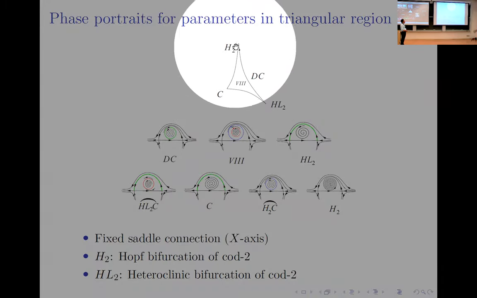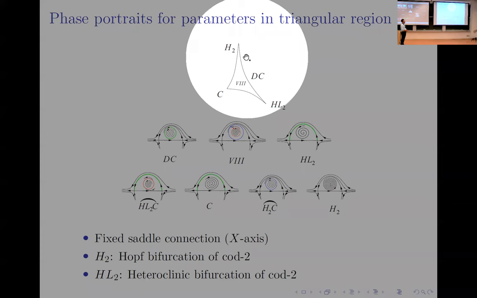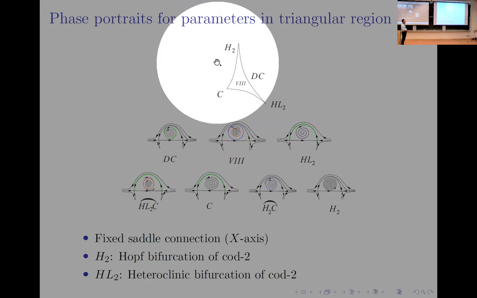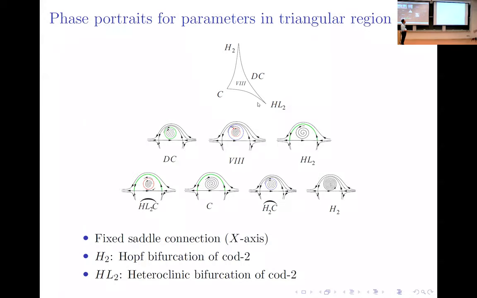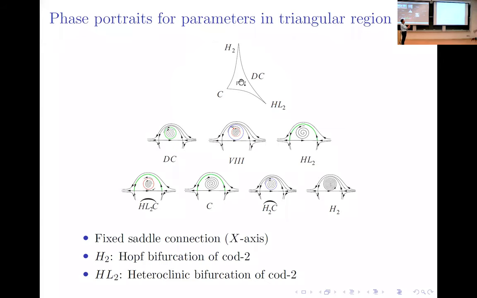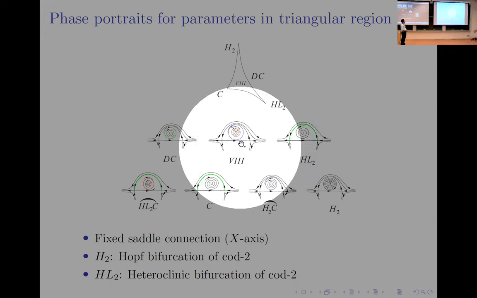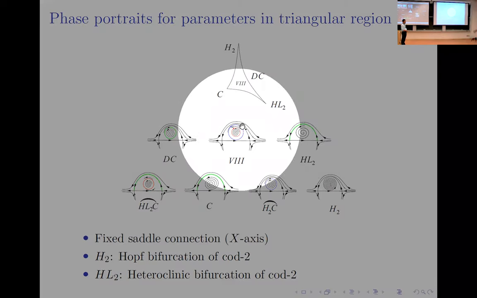The Hopf bifurcation curve, the homoclinic bifurcation curve, and the curve for the saddle-node bifurcation of limit cycles. And the vertices of this triangle are H2, at this point we have the Hopf bifurcation of codimension 2, and here HL2, the homoclinic bifurcation of codimension 2. And the point C is the intersection of the homoclinic bifurcation of codimension 1 and the Hopf bifurcation of codimension 1. And in the interior of this triangle, we have two limit cycles. So you can imagine how these two limit cycles are generated.